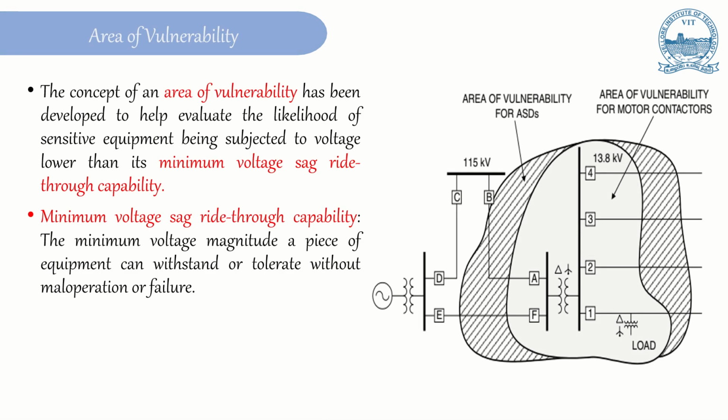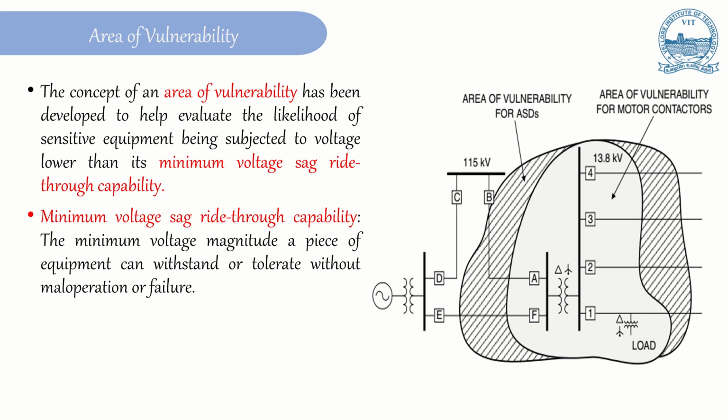And the next is assessment of the area of vulnerability. So the very first thing we need to understand, what we need to assess, is what is the minimum voltage that an equipment can withstand without undergoing malfunction or any degradation of performance, and that is referred to as the minimum voltage sag ride-through capability.